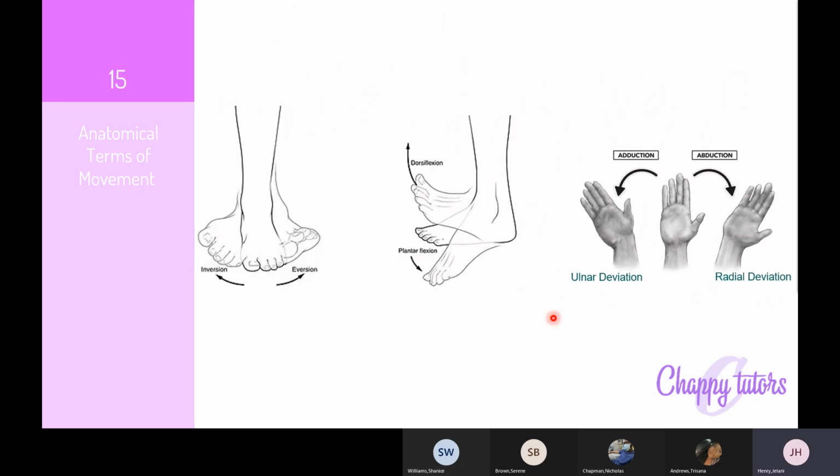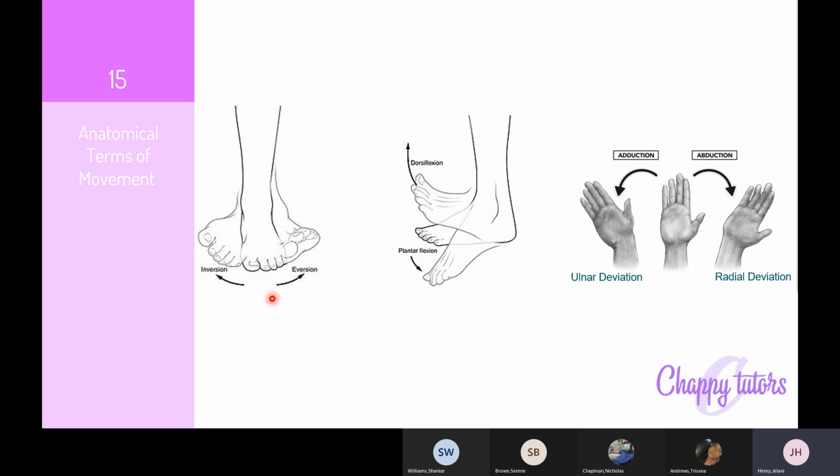Right, now we have inversion and eversion, right? So these terms are specific to the foot, right? During inversion, we're rotating the foot in a manner that allows the plantar surface, which is the sole of the foot, to face the midline. So you're rotating the foot medially, right? Eversion, the opposite, you're rotating the foot in such a way that the sole of the foot faces outward or laterally. So eversion is more or less lateral rotation, right? And inversion, medial rotation.